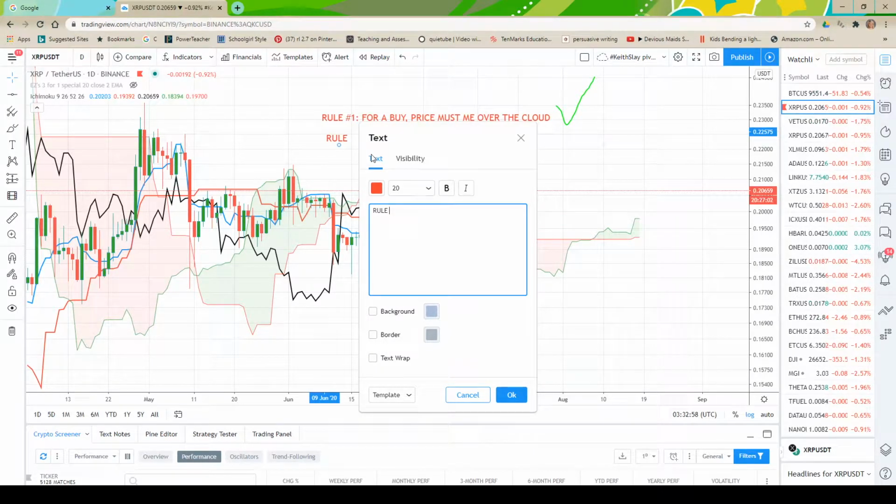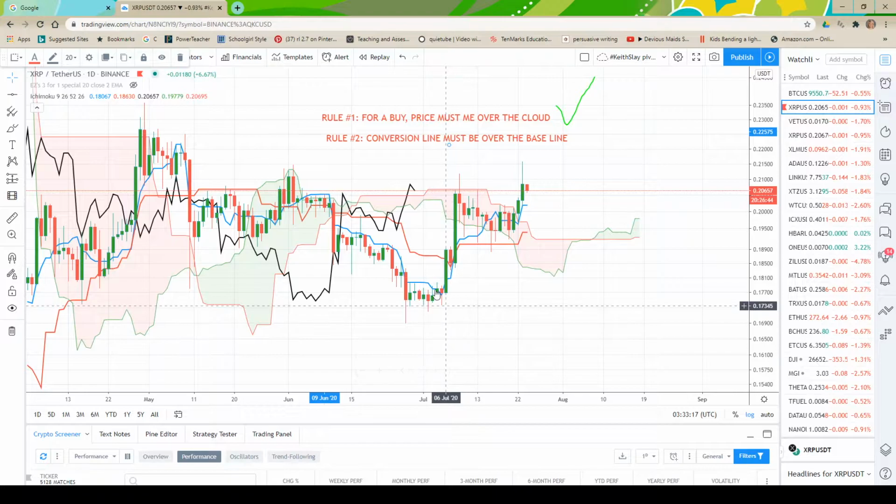Rule number 2. Conversion line must be over the baseline. Quite simply, the baseline and the conversion line act like the 8 and the 21, okay? You know how you get that bullish cross on the 8 and the 21 and you see it run up some? Well, that's kind of what the cloud does down here. It's the first indicator that it's going to go.